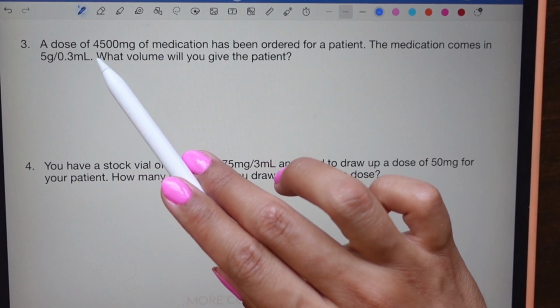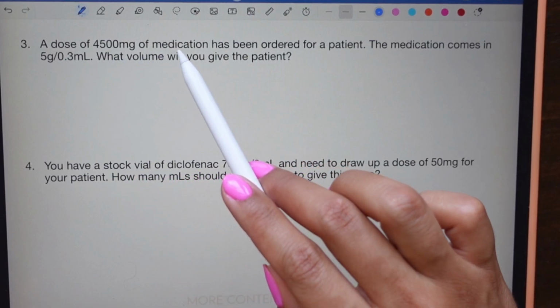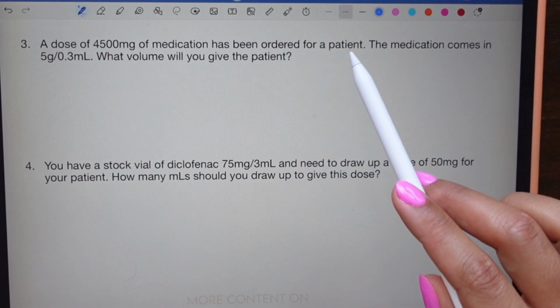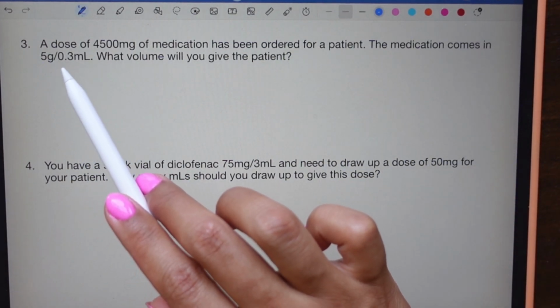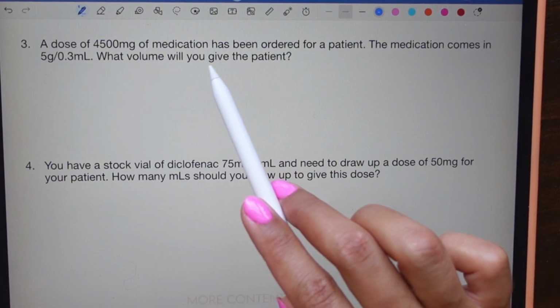A dose of 4,500 milligrams of medication has been ordered for a patient. The medication comes in 5 grams per 0.3 mL. What volume will you give the patient?